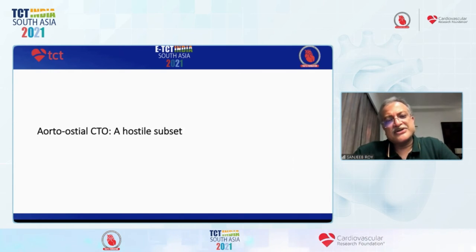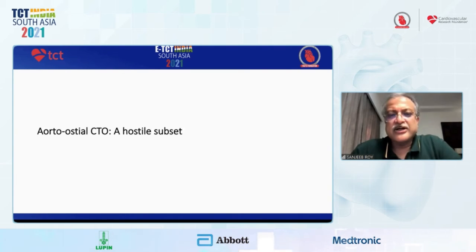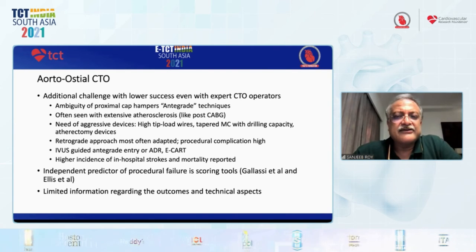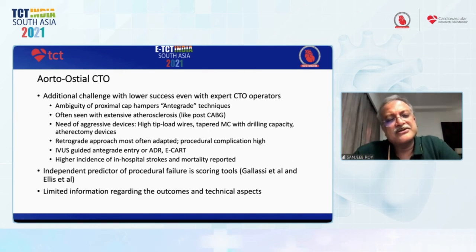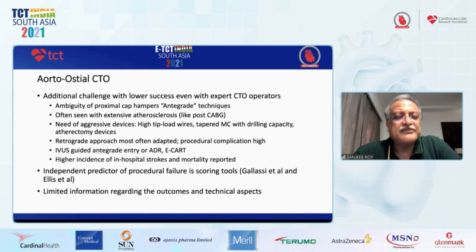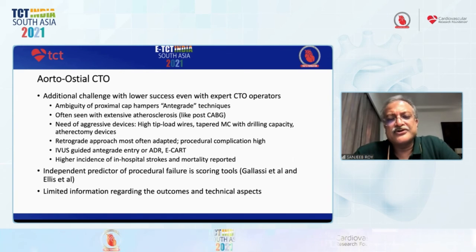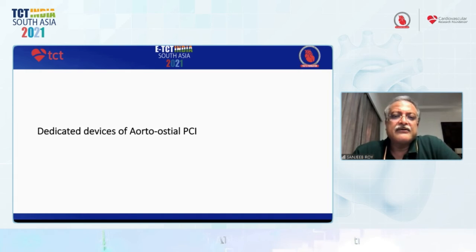Another subset of this is the aorto-ostial CTO, which is a very hostile subset, but time constraints may not help me to present this. Most often, antegrade wiring techniques are difficult in such a situation, particularly if there are flush occlusions, and a retrograde approach is often resorted to. Otherwise, sometimes IVUS guided penetration is needed. Now, aorto-ostial CTOs are an independent predictor of procedure failure, and we have very limited information regarding the outcomes and the technical aspects.